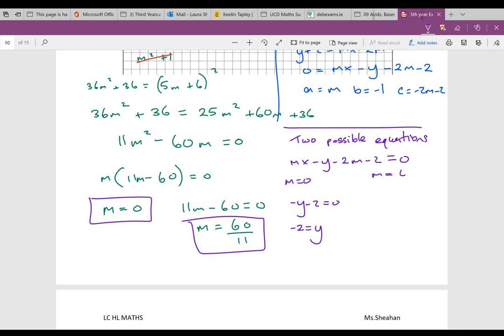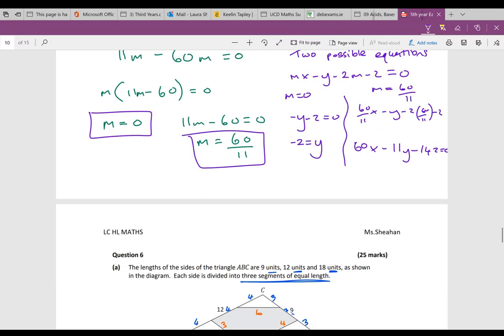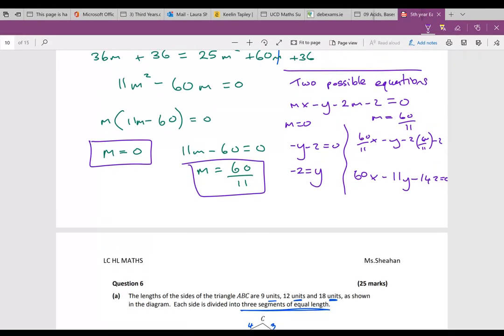And m is equal to 60 over 11. And again, you'll put 60 over 11 x minus y minus 2 times 60 over 11 minus 2. Okay, when you rearrange all of that, you'll end up with 60x minus 11y minus 142 equals 0. Okay, and that's your equation. All right, and that's the end of that question.